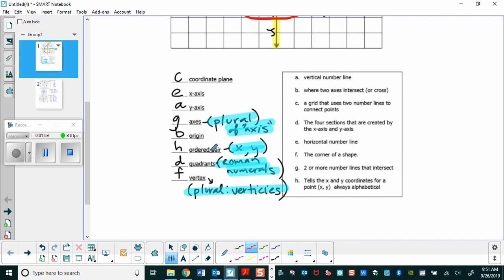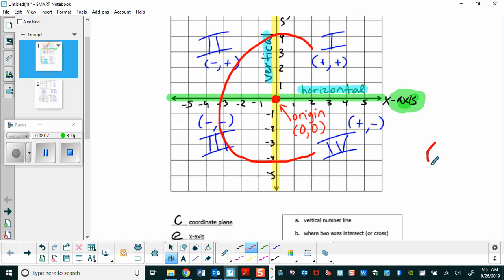Now for the ordered pair, that one was H, and it tells you how to get to a point in the coordinate plane, and it always goes alphabetical, X then Y. So again, if I want to plot the point (4, -2), I'm going to move over 4 on the x-axis, and then I'm going to move down 2 on the y-axis, and we'd plot (4, -2) right there. Okay.